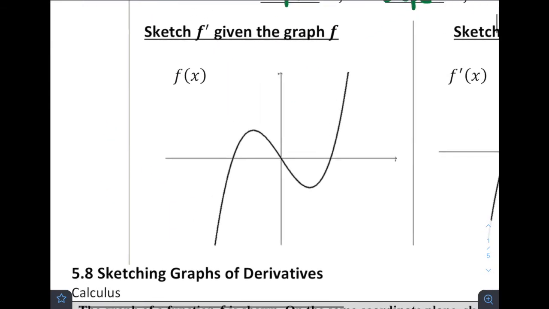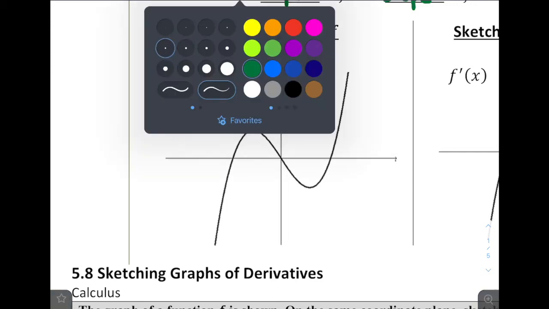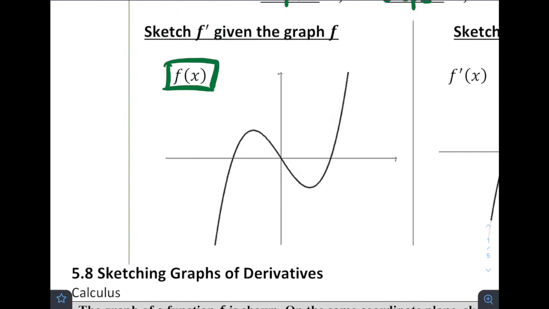So we have this function f of x. The goal here is to sketch a graph of f prime. Now, the first thing that I would look for in this graph is to try to identify the extrema of the graph. Specifically, I notice at this point and at this point, I've got a maximum and a minimum of f. And I know that if I were to draw little tangent lines at these points, the slope of those tangent lines is 0.